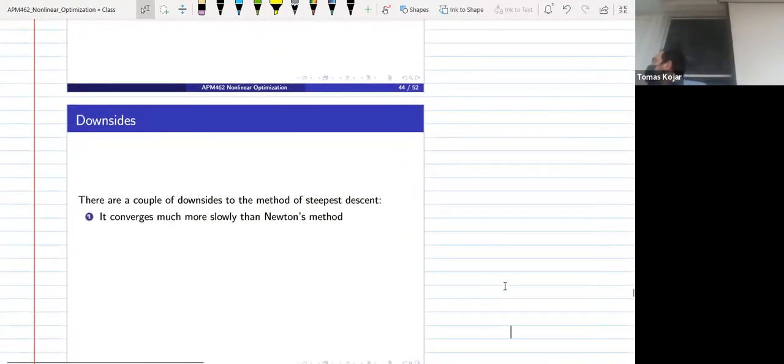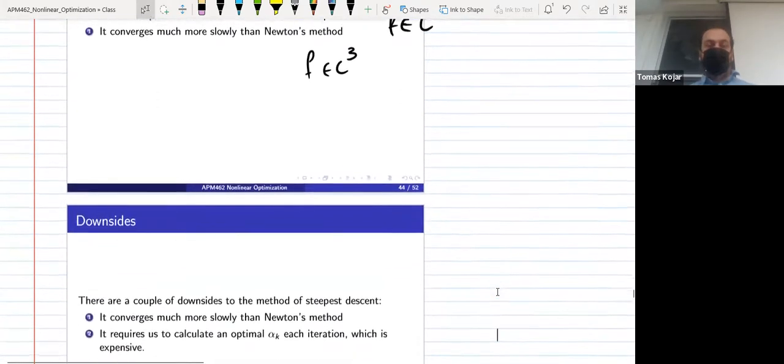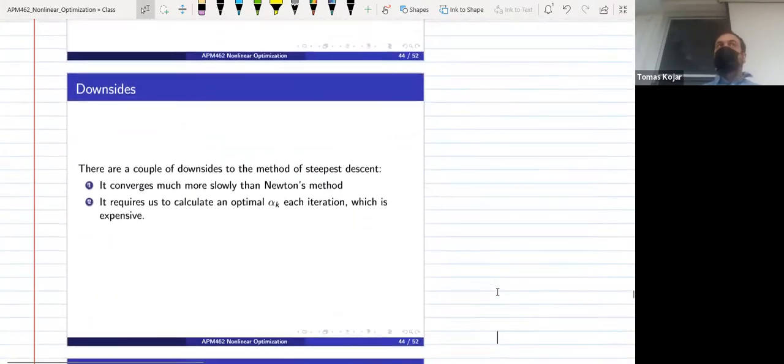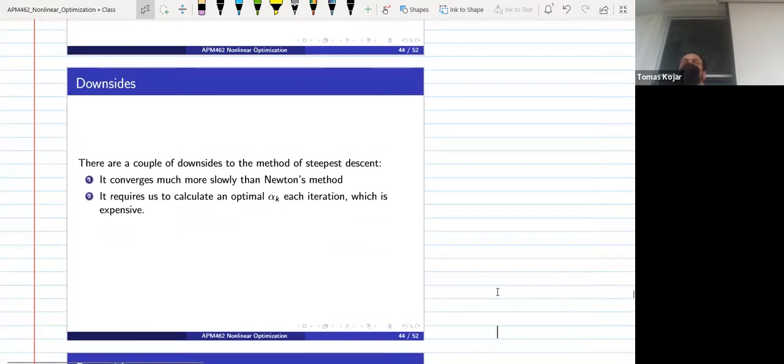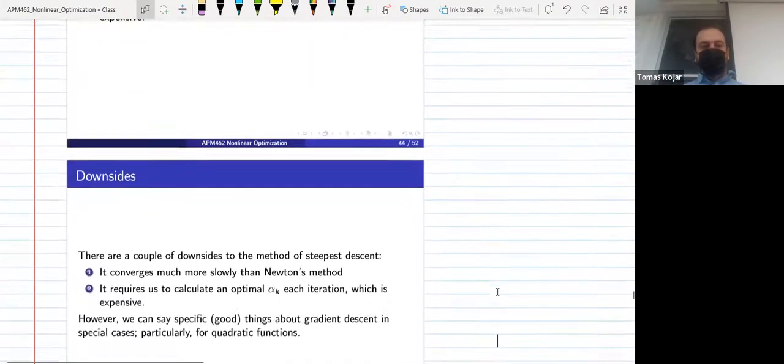The problem with descent, like I said before, is that Newton's method assumes C3, while descent only needs C1, so naturally it goes a lot slower. It's annoying that we have to find the optimal jump each time, but that's what it is.